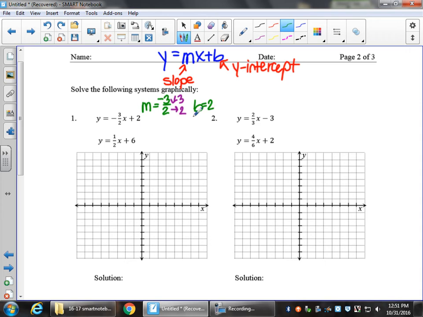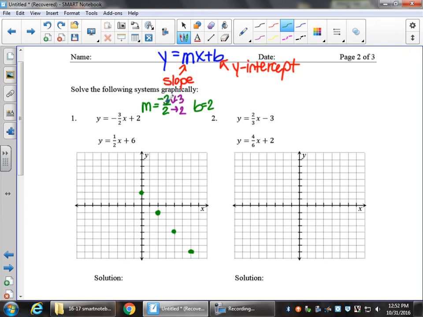Let's take one line at a time. Okay, we're just going to graph this first line. So I use my intercept first, b equals 2. So I go to 2 and I plot my point. Now we're going to use our slope to count. Down 3, right 2. Down 1, 2, 3, right 2. I want to get as many points as possible in both directions. So I went down 3, right 2, down 3, right 2, down 3, right 2.